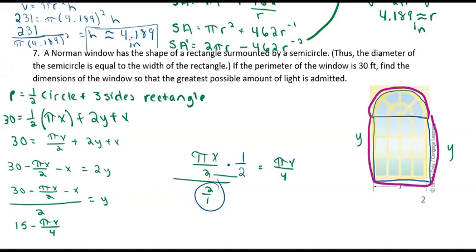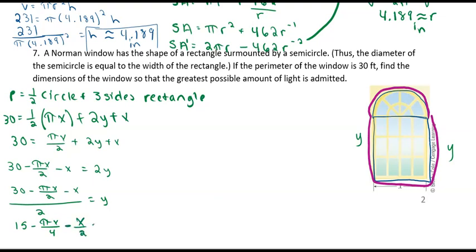Let me clear this out of the way from our scrap work. We still have, minus x over 2. So that becomes minus x over 2 is equal to y. All right, we got something. Let's see what we can do from here. We want to have the greatest possible amount of light, so we want the area to be maximized. So let's see, what is our area?